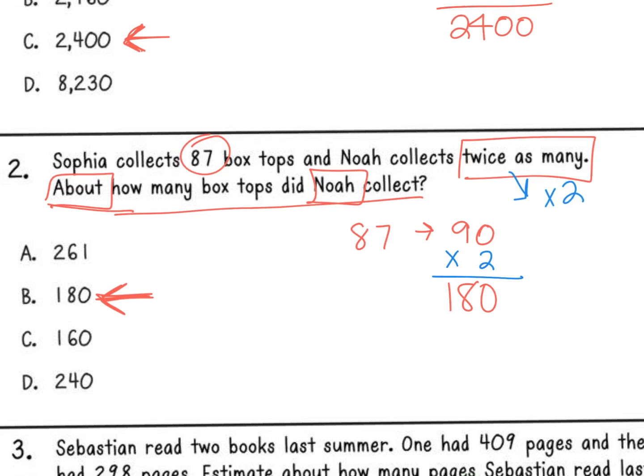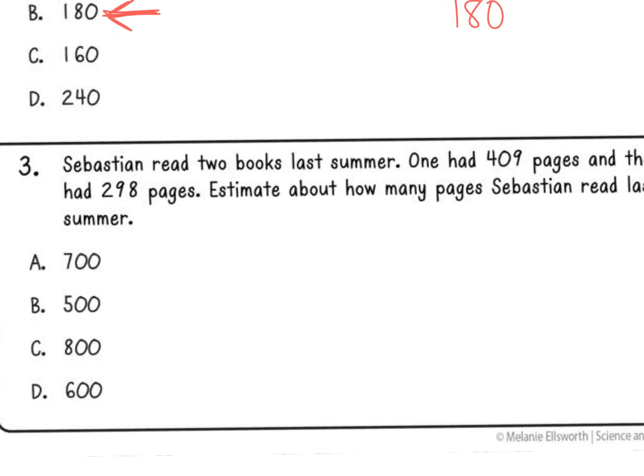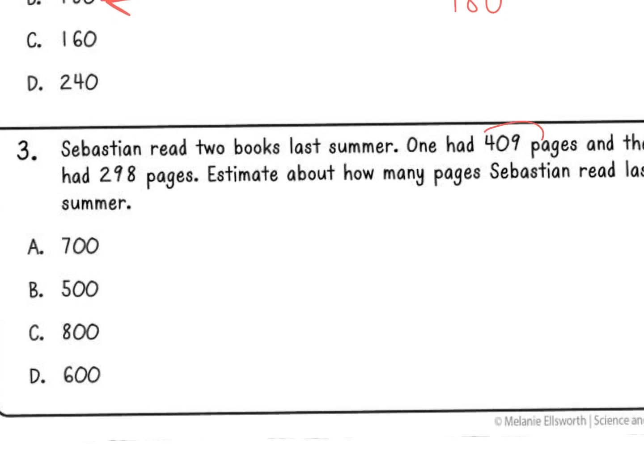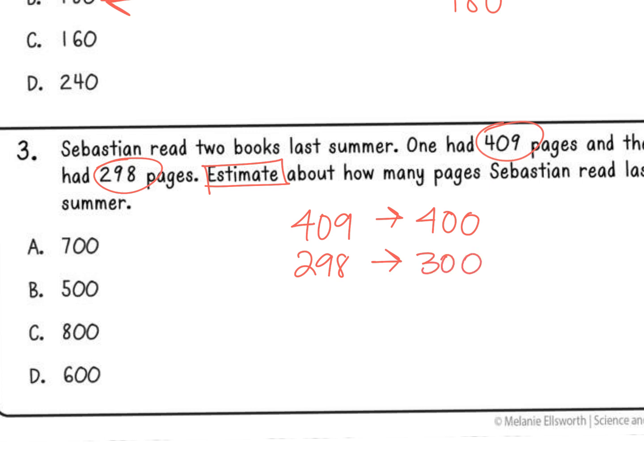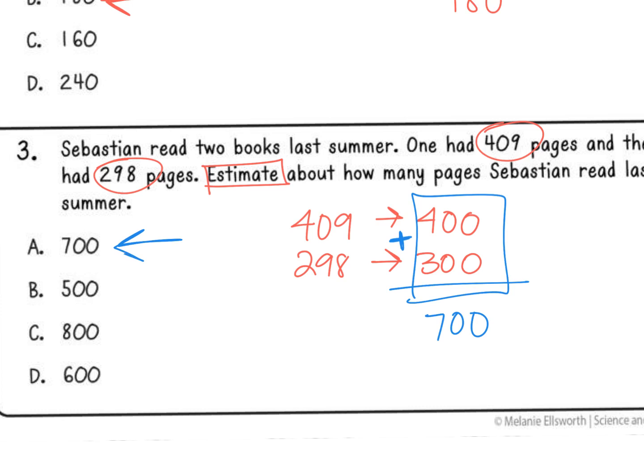And then last but not least, Sebastian read 2 books last summer. One had 409 pages and the other had 298 pages. Estimate about how many pages Sebastian read last summer. So what could I round 409 to? 400. I like that number. What about 298? 300. If I write, you write. If I want to know about how many pages he read last summer, what would I do with these two numbers that I just rounded? Add them together, and I get 700. So my answer should be A.